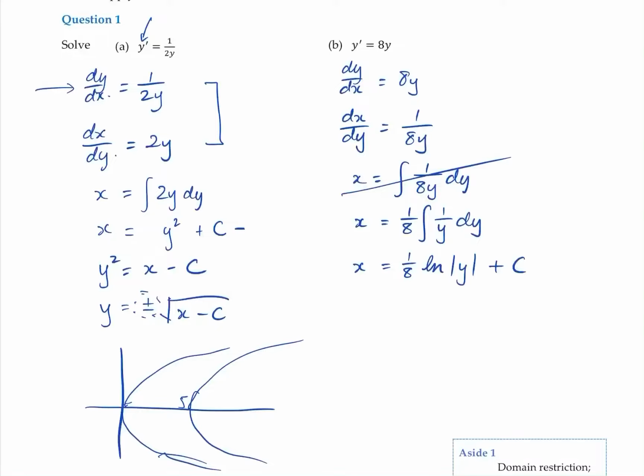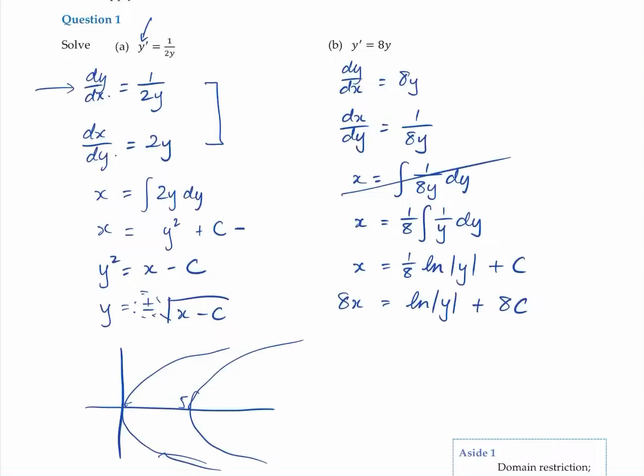Okay, we don't have any way of finding c, so we proceed. We want to make y the subject. So let's get rid of the 1 on 8. So 8x equals ln absolute value of y plus 8c.